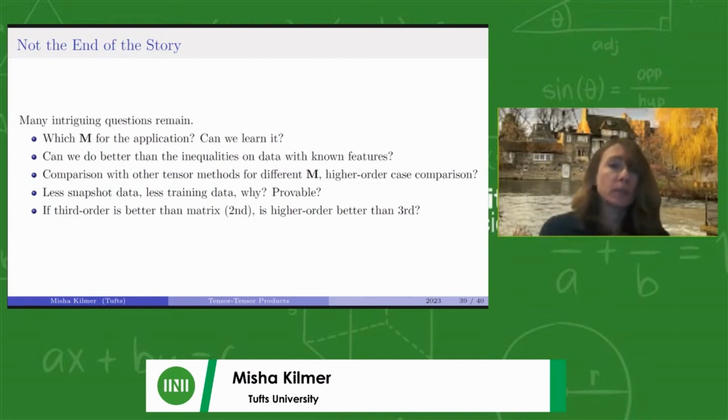One other thing that we've been able to observe in practice: we can build tensor-based neural networks based on this new framework. And we've been able to observe that we need less training data in this case. Can we prove why that is? And if a third order tensor is better than a second order, is a higher order better than a third order? Should we be looking for even more structure in higher dimensions than what I've mentioned here? I don't know. It's an interesting question. Sometimes it keeps me up at night.